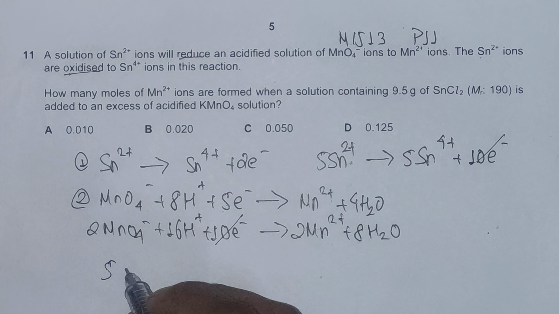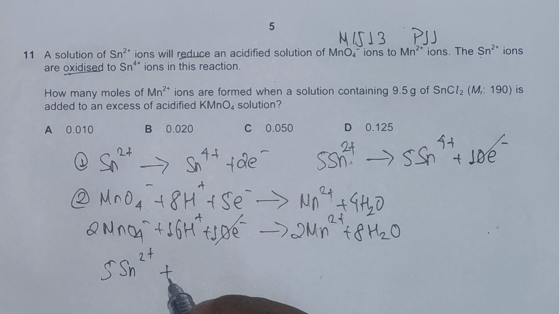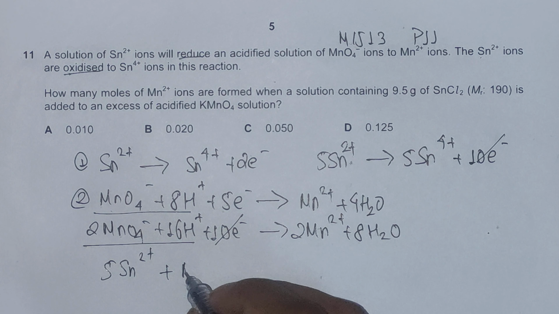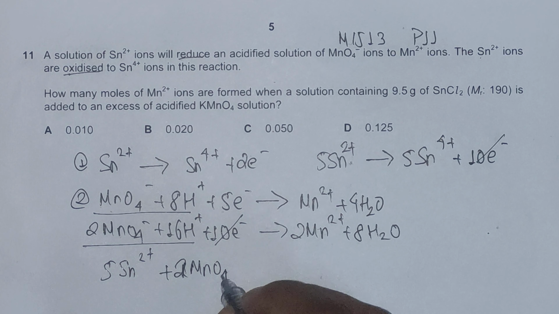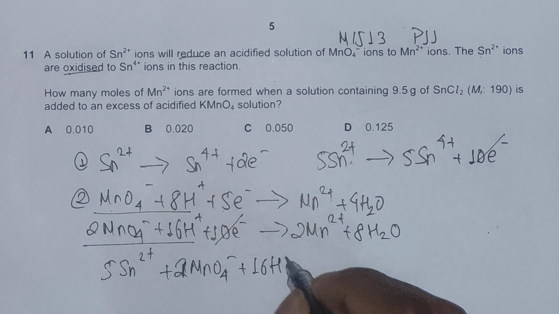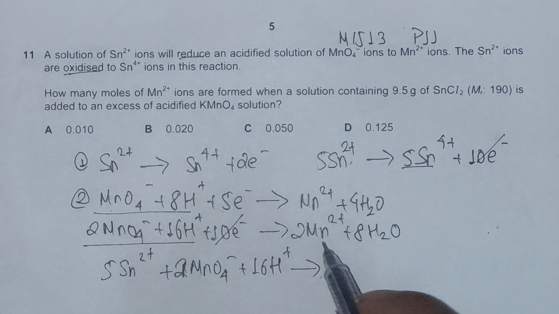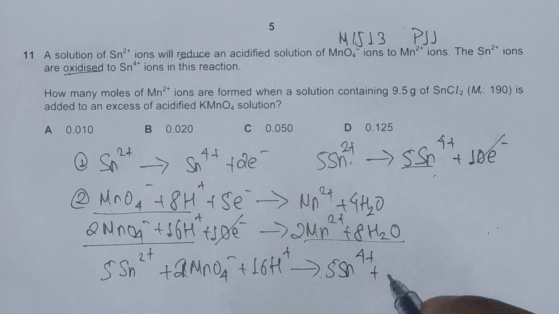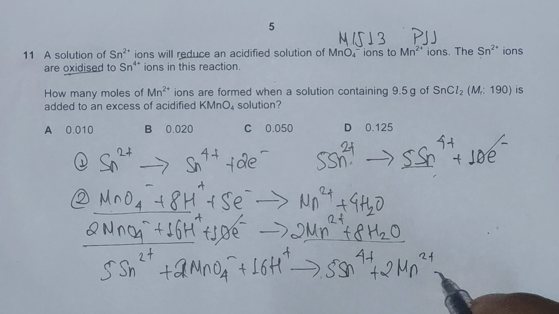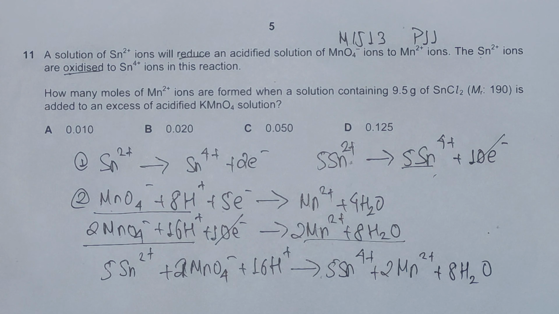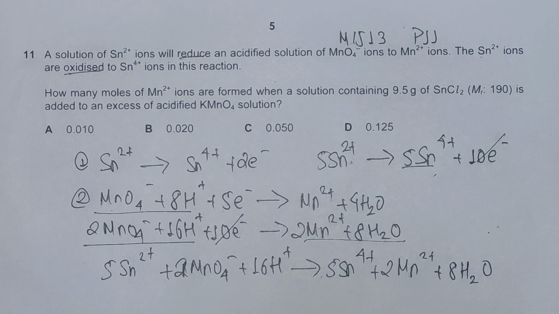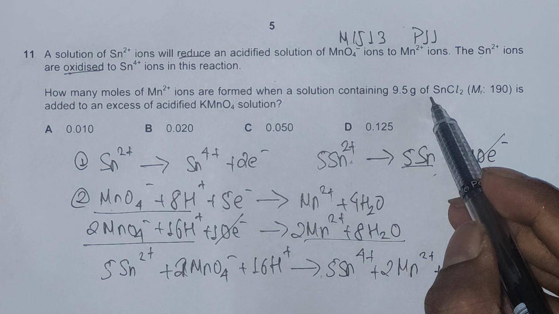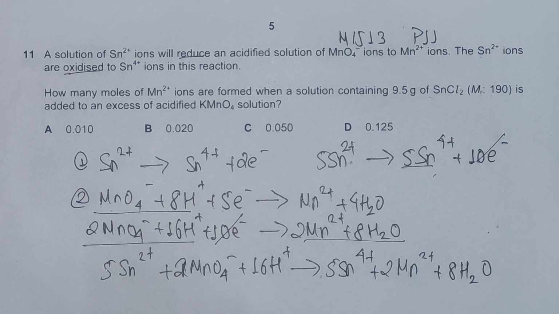Now we have 5Sn2+ plus 2MnO4- plus 16H+ gives us 5Sn4+ plus 2Mn2+ plus 8H2O. Now going to the numbers the question has given us, first we need to find the moles of SnCl2, which is Sn2+ here.